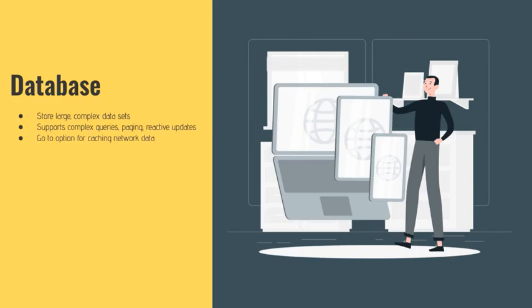Databases, you might already be familiar with. Databases on Android are great for storing large, complex data sets, particularly if you have data that needs to support complex queries. Maybe you need to page in data because you have so much you can't load it all at once. You might want to respond to data updates in a reactive way. All of these are good reasons to use a database, like a SQLite database. Databases on Android are often the go-to option for caching network data so that your app works when it doesn't have a network connection.